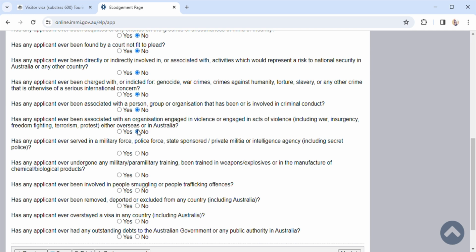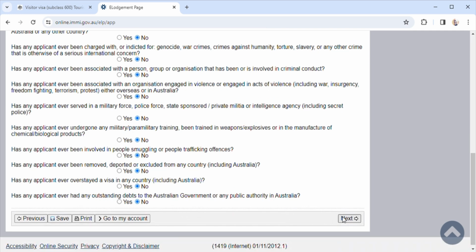Being associated with a paramilitary group? No. Police, military, involved in people smuggling? No. Deported? No. Has an applicant ever overstayed? No. Then we come here and we say next.